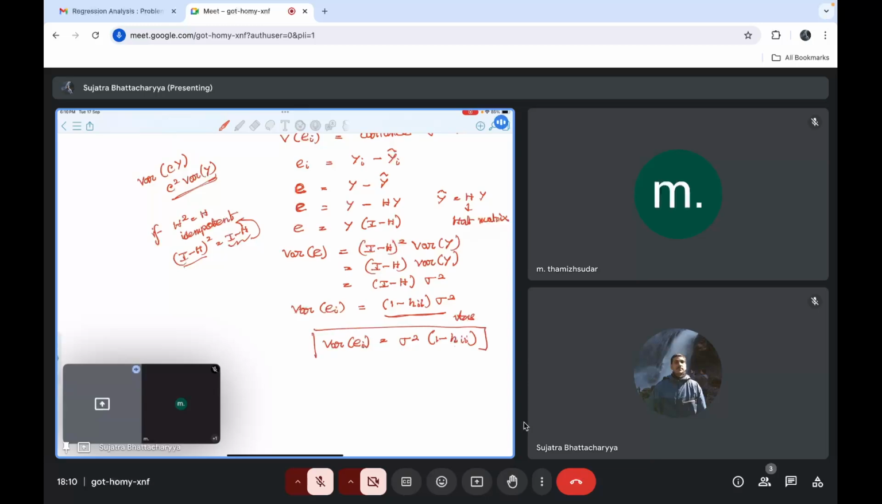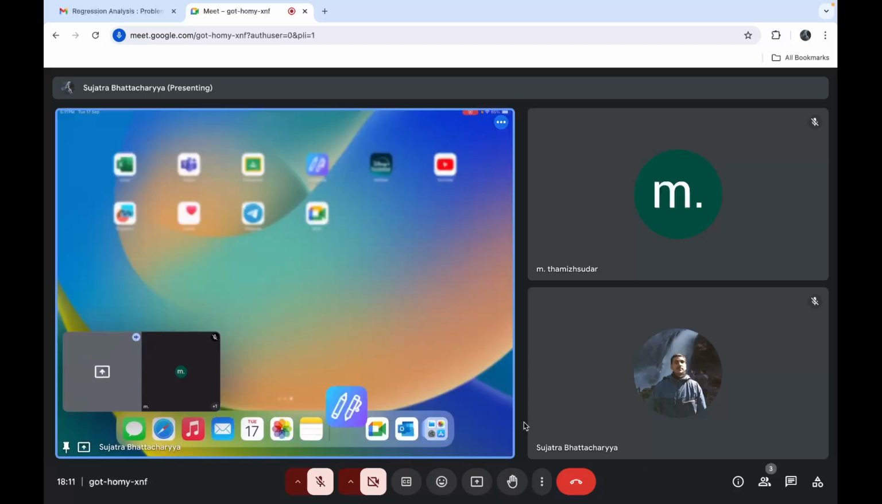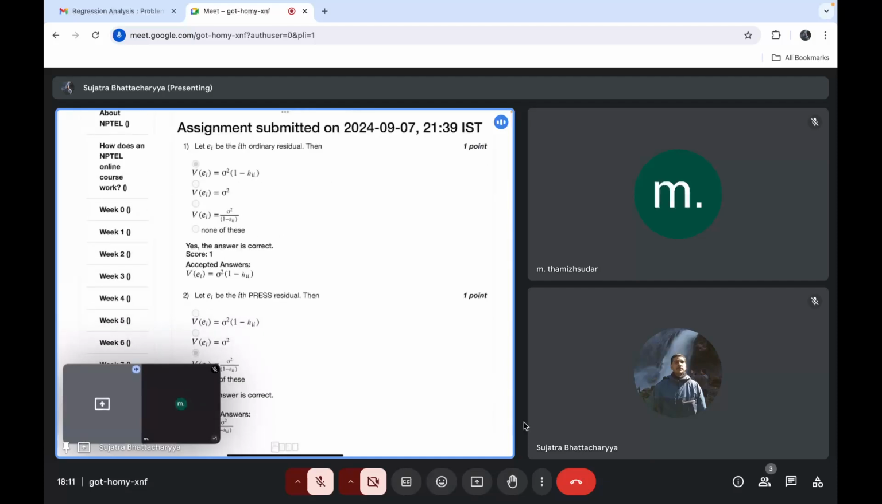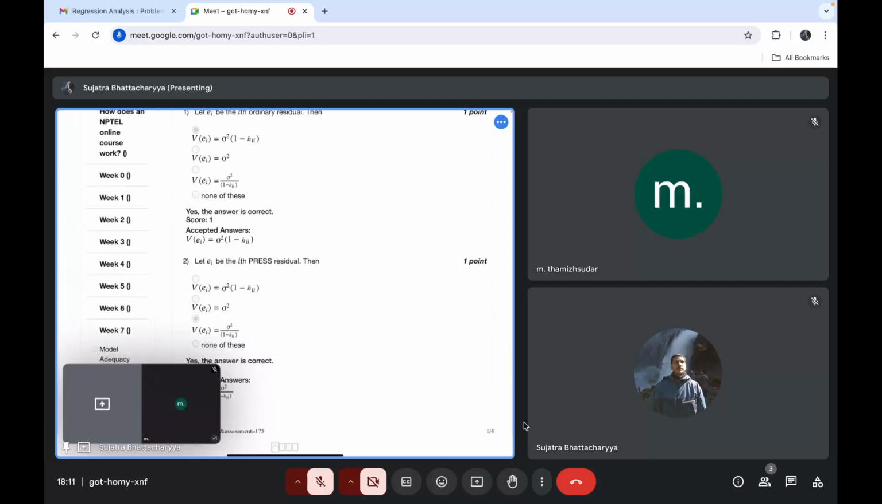Okay, so this is the answer. If you go back to the first question, you will see that the variance of e_i is sigma square times (1 minus h_ii). Right? Now, let's go to the second question.